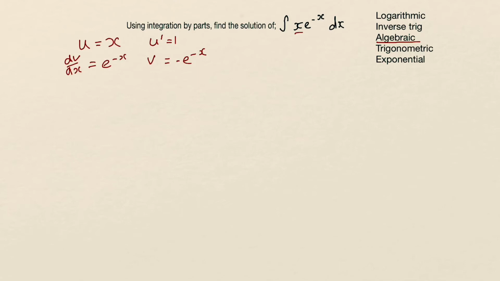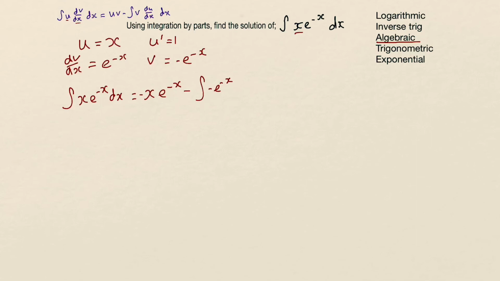We want to differentiate u, so we'll have u dash is equal to 1, and v therefore is going to be negative e to the negative x. Now we need our equation, which we've got there, and we can sub the values in. So we want to find the integral of x e to the negative x dx. That's going to be equal to uv, so negative x e to the negative x, minus the integral of negative e to the negative x times 1 with respect to x. We'll take this minus outside to make that plus the integral of e to the negative x dx.